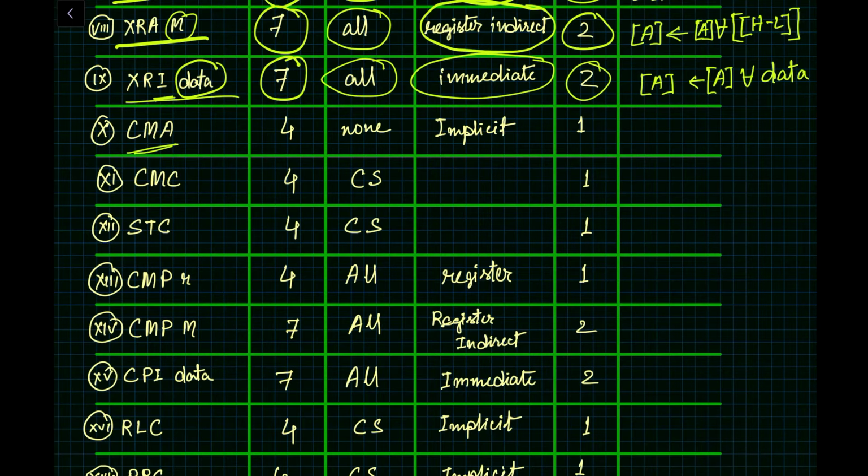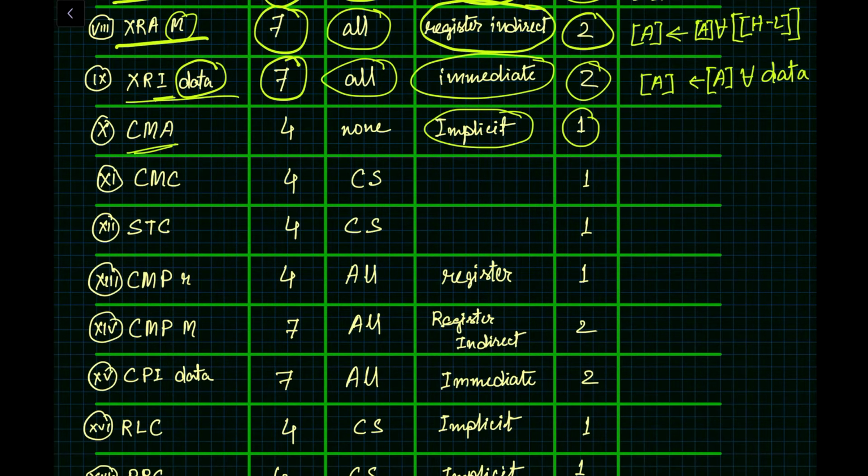Okay, so here we have implicit addressing mode because the operation is done on the content of the accumulator. No external data is there, no access of the memory or of any register is required. Therefore, it is called the implicit addressing mode. I have explained in detail in my previous video about the addressing modes.